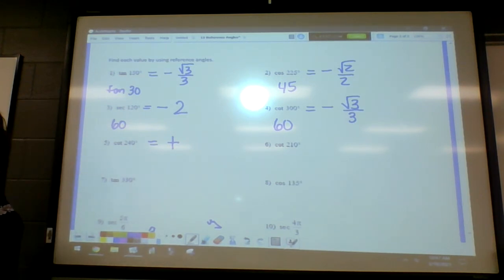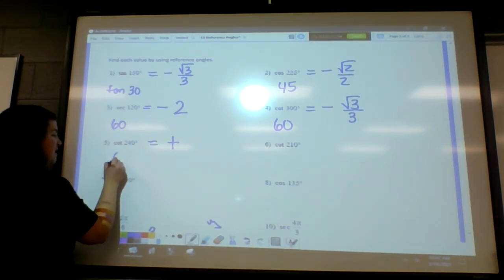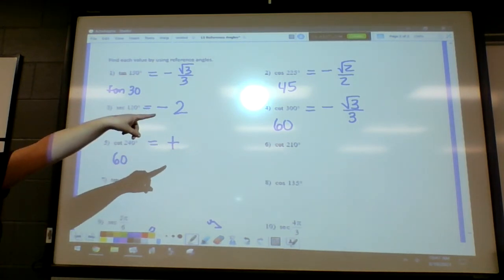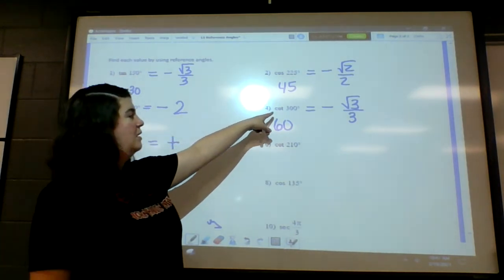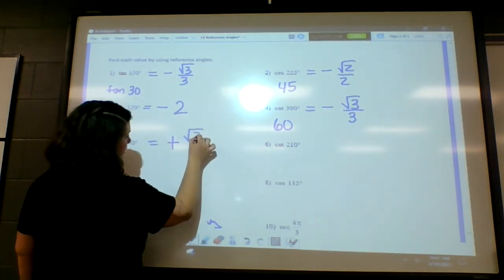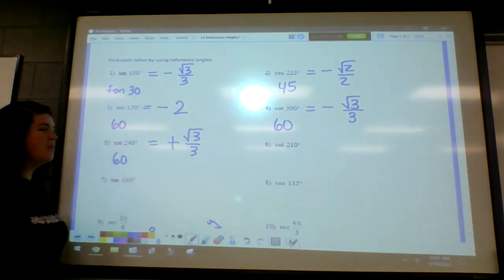And what angle are we going to reference for 240? How far away from 180 is that? It's 60. So we're going to say cotangent of 60, which we actually just found, didn't we? On the last problem? The cotangent of 60 we said was square root of 3 over 3. So that's the same thing, only positive.